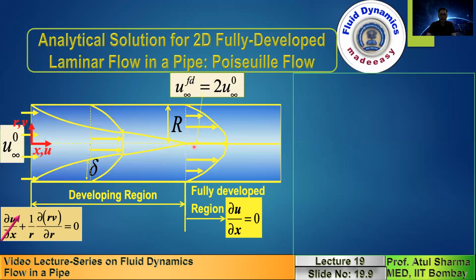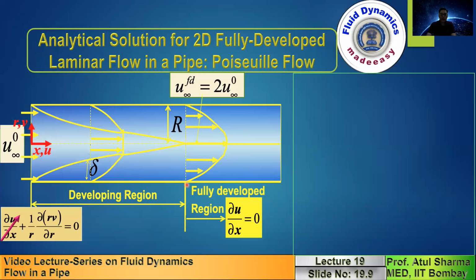So this is the fully developed region. If I take this vertical line, the product of r into v is equal to 0, which we have obtained from the continuity equation. Now there are certain locations at which we know the v velocity, which is at the surface of the pipe. At the surface of the pipe, small r is equal to the radius of the pipe, that is capital R, and v is equal to 0.